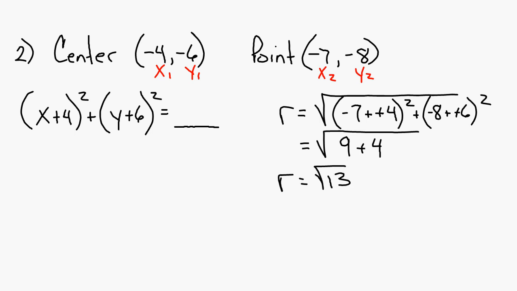Alright? So here's your equation for the circle. On the right side of the equal sign goes the radius squared. If the radius is the square root of 13, well, the square root of 13 squared is equal to 13. So this is a 13 out here.